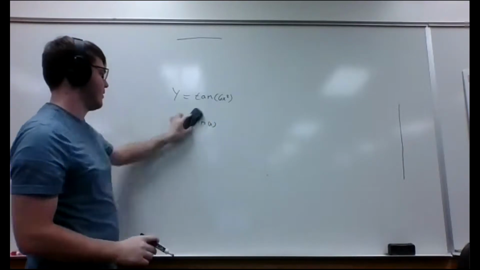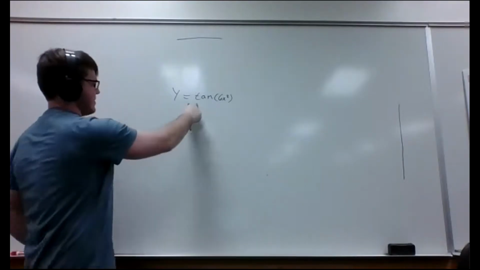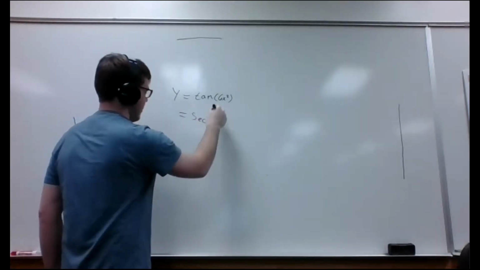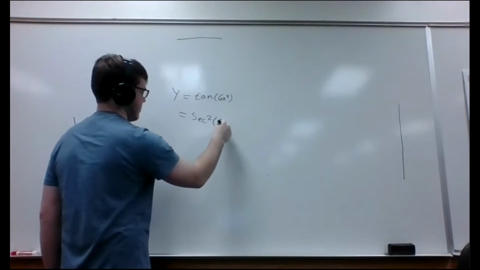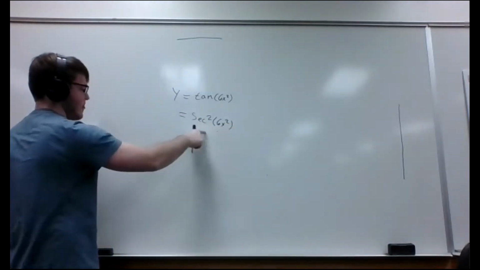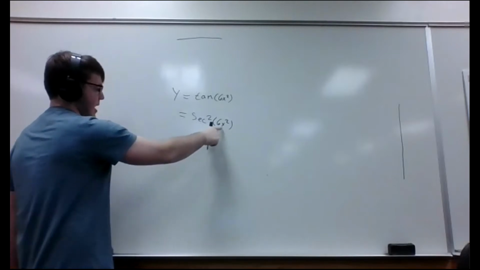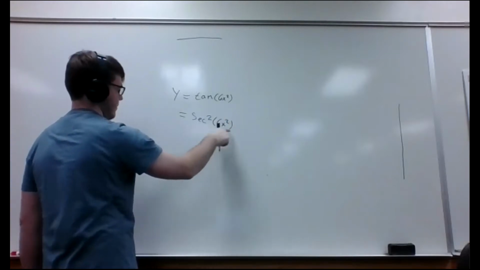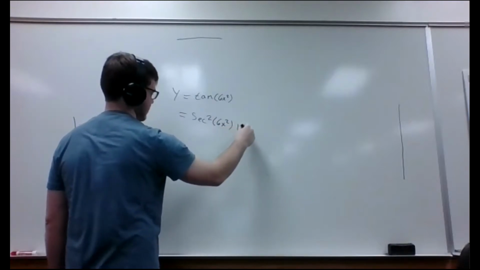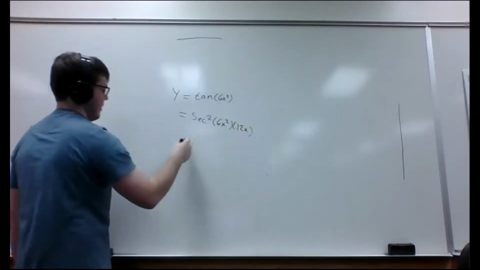but there's always a chain rule attached onto every trigonometric function. So if we take the derivative of this, the derivative of tangent is secant squared of the inside function. And then we're going to multiply it by the derivative of the inside stuff, which in this case is just 12x, right?